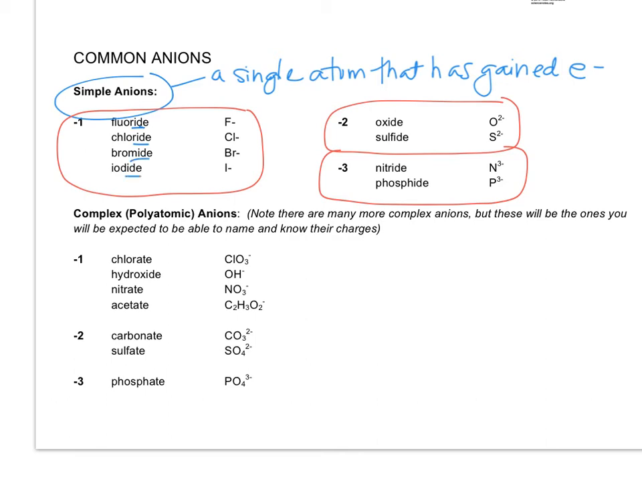Oxide comes from the atom oxygen. We drop all the stuff at the end and we just call it oxide when it has those 2 extra electrons. Sulfide comes from sulfur, but we call it sulfide when it has a negative charge. Nitride comes from nitrogen, and phosphide comes from phosphorus. So the pattern is that if you know the atom's name and it becomes an anion, you just change the suffix to IDE. Likewise, if you see the suffix IDE, then you know you've got an ion.